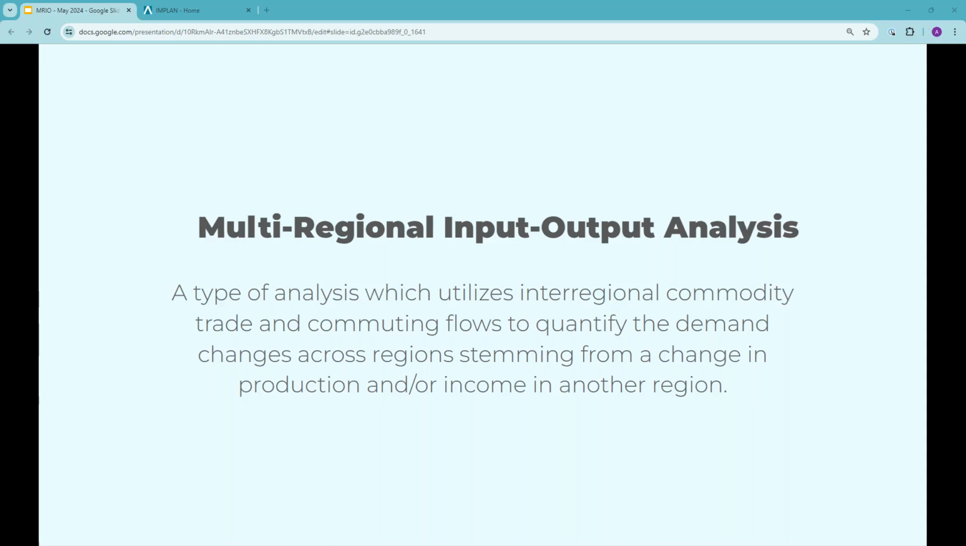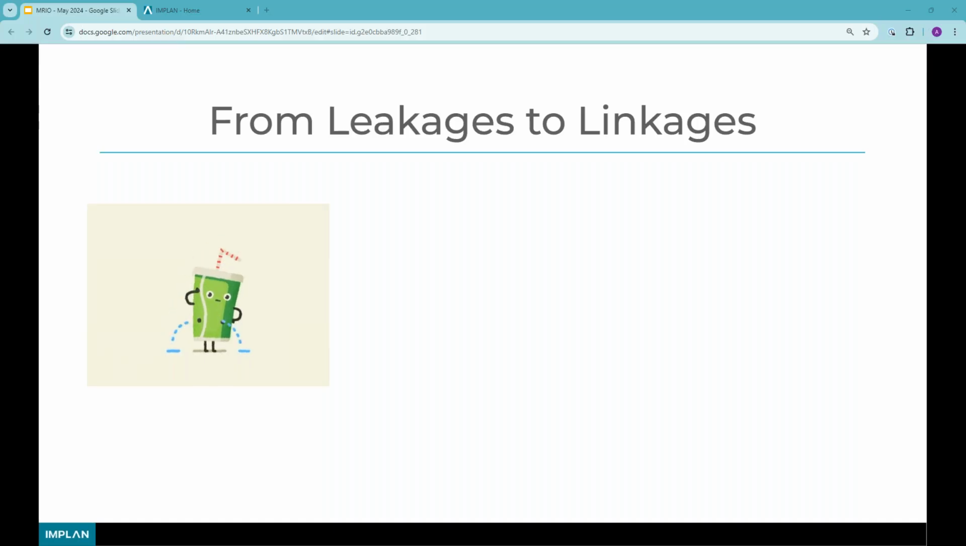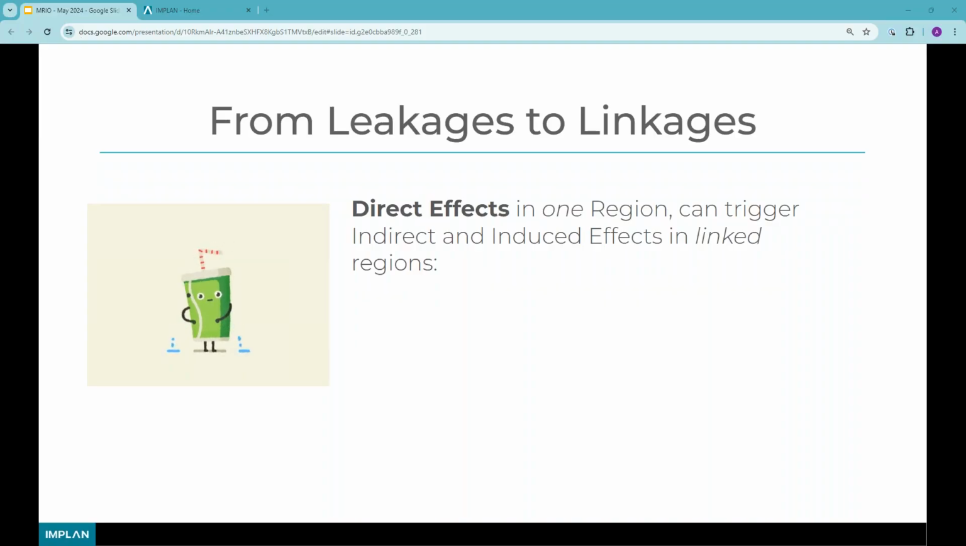This powerful analytical method allows you to go beyond a single study region, measuring the economic interdependence of regions. And it allows you to capture some of what have been a leakage in your traditional IO model. So those leakages in a single region analysis can be captured. Some, not all, can be captured in an MRIO analysis. So what are those leakages? There are three in particular.